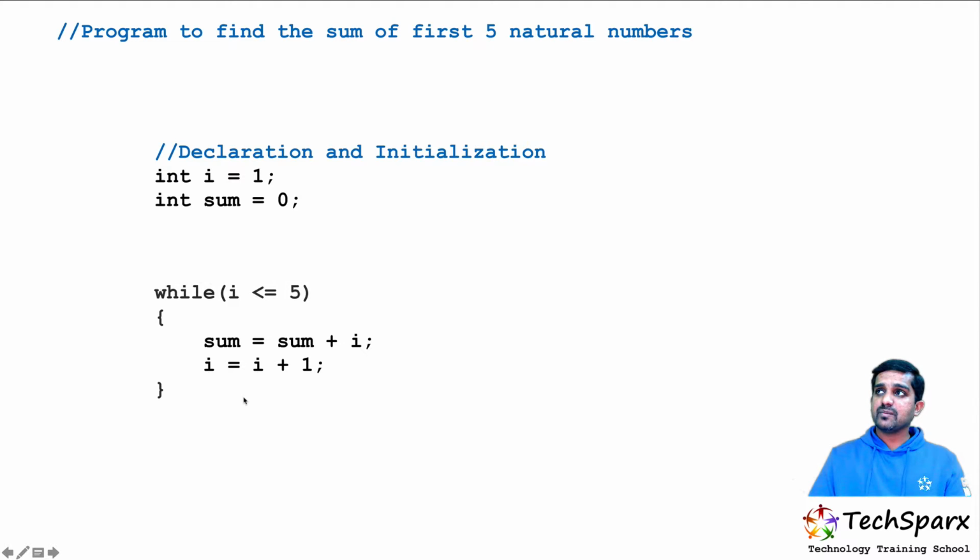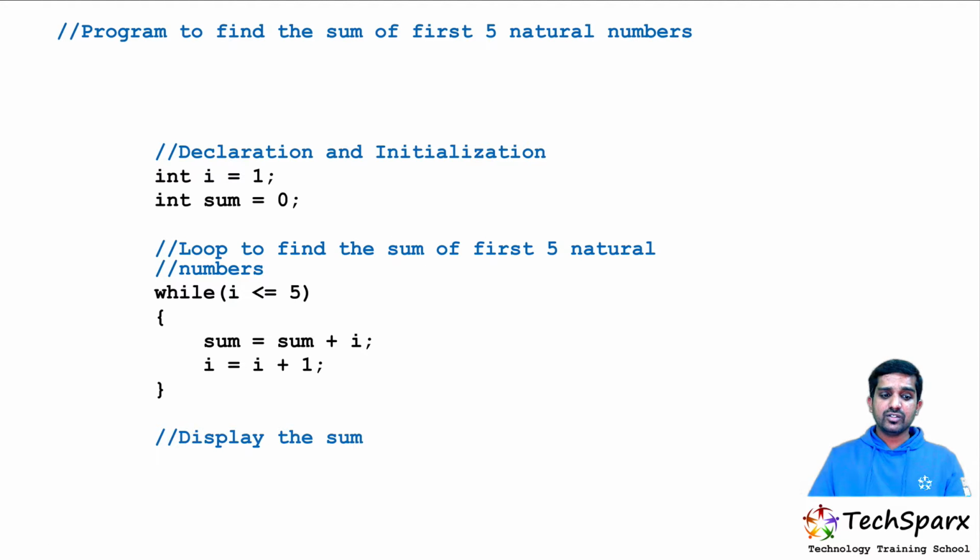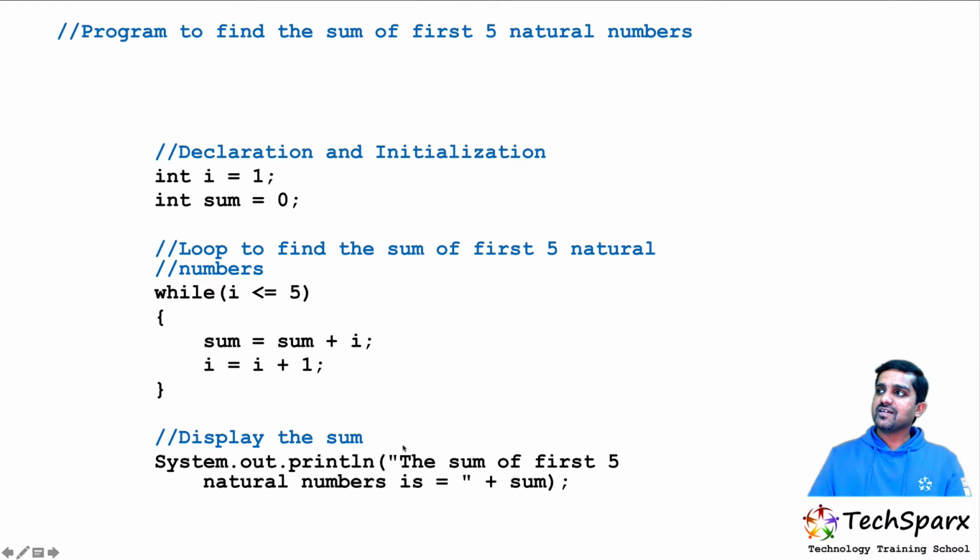And when i becomes 6, is 6 less than or equal to 5? It should fail and exit. So when you come out of this while, you have to display the sum. Display "the sum of first 5 natural numbers is" sum.